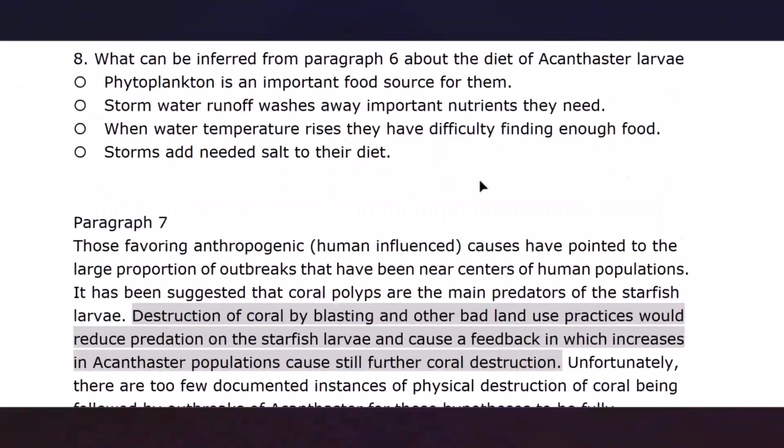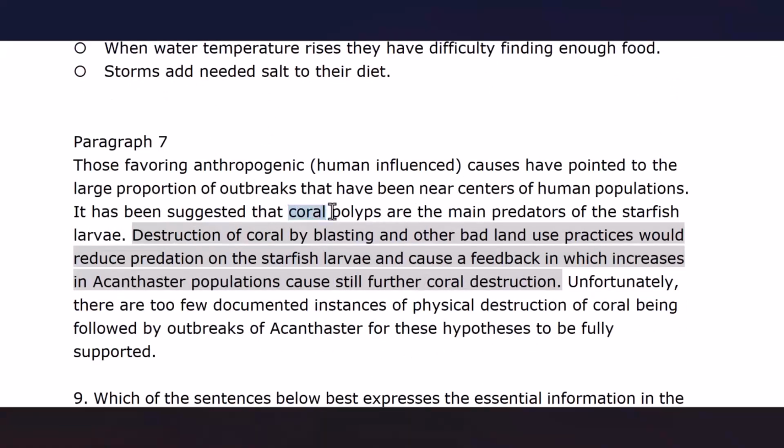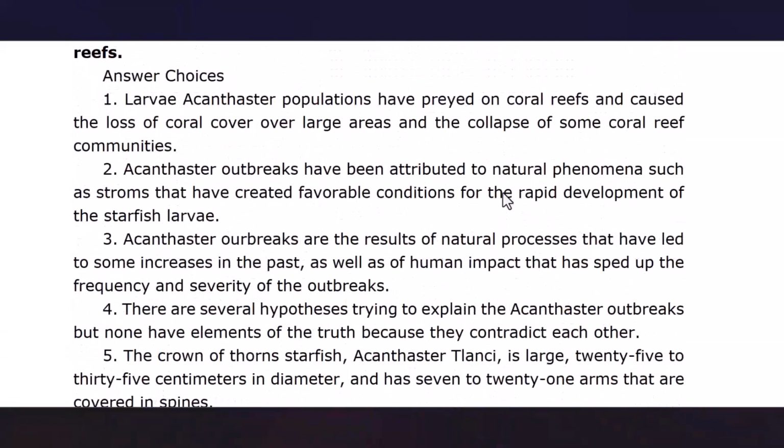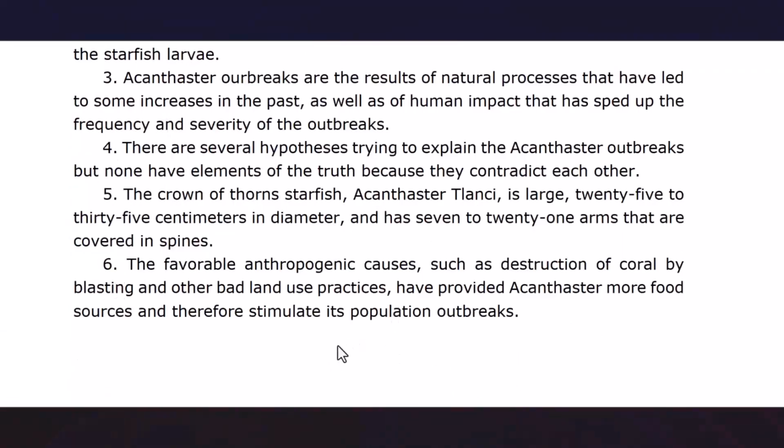Let me go back to the paragraph. Here. It has been suggested that coral polyps are the main predators of the starfish larvae. Destruction of coral by blasting or bad land use practices would reduce predation on the starfish larvae. This reduced predation on the starfish larvae is what causes sudden increases in the number of Acanthasters. And it is not true that destruction of coral can provide food for larvae. No, that's not true, and the option is wrong. Option 6 is wrong.